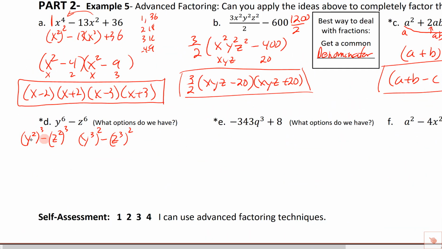So let's come down here. I'm going to ignore this one, and this is going to be y cubed minus z cubed. So first one minus the second one, and then y cubed plus z cubed. And you'll notice that these are binomials, and they're a perfect cube minus a perfect cube, and a perfect cube plus a perfect cube. So this first one is a difference of cubes. The second one is a sum of cubes.